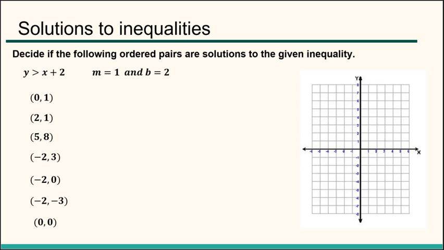So, on the first little bit of the homework, they're going to give you some sort of inequality, and they're going to ask you to decide if the following ordered pairs are solutions to the given inequality. So, we look at our inequality. It's y is greater than x plus 2. I can look at this and see that the slope is 1 and the y-intercept is 2. So I need to determine if all of those different points are solutions. So let's look at the points one at a time.